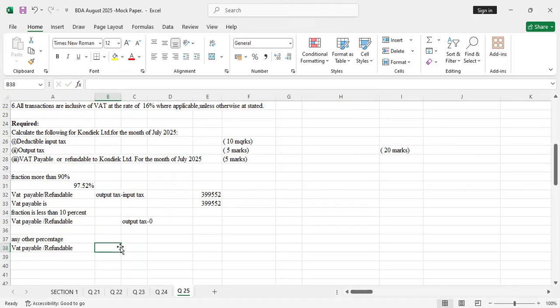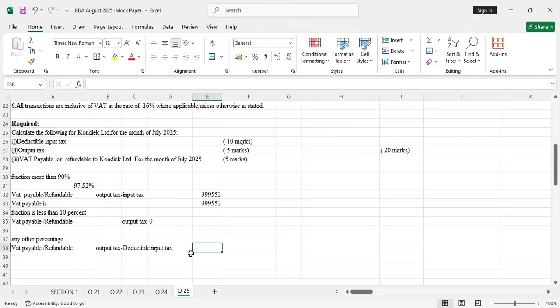You just say here, VAT payable or refundable will be equal to output tax minus deductible input tax. And if it is positive, then that is VAT payable. If it is negative, then that will be VAT refundable. The same thing we have analyzed there.